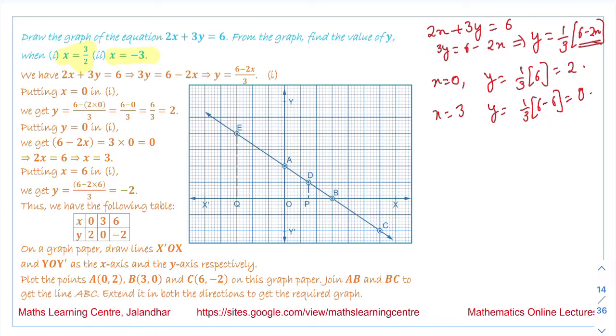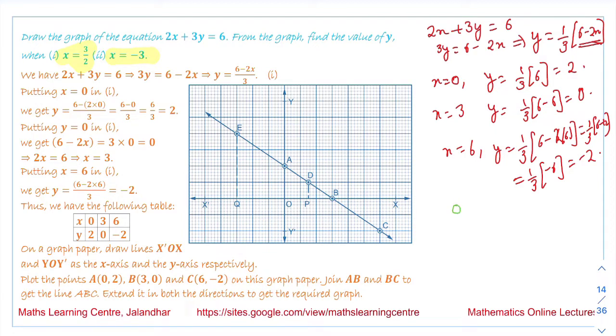And for the third value, suppose I am substituting x is equal to 6. So what I will get is y is equal to 1 by 3 into (6 minus 2 into 6). So this is equal to 1 by 3 into (6 minus 12). So this is equal to 1 by 3 into minus 6, that is equal to minus 2. So the points we have over here are (0, 2), (3, 0) and (6, minus 2).